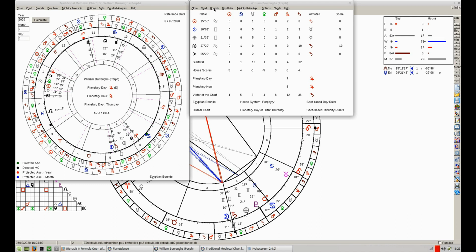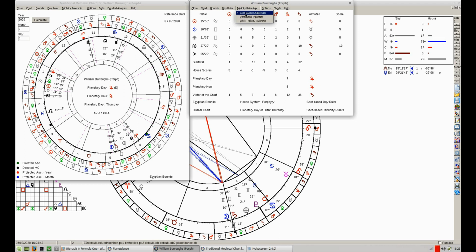You have some options to choose. You can set the bounds variants, and you have 4 choices: the Egyptian, the Ptolemaic, the Chaldean, and Lilly's, William Lilly's variation of the Ptolemaic bounds. You can set the day ruler for either a sect-based day ruler, so taking account of whether the chart is a day or a night chart, or you can just choose a diurnal day ruler to rule the whole day. In Burroughs' case, he's a diurnal birth, so that won't make any difference, but for a night birth it will. And for the triplicity rulership, you can choose sect-based single rulers.